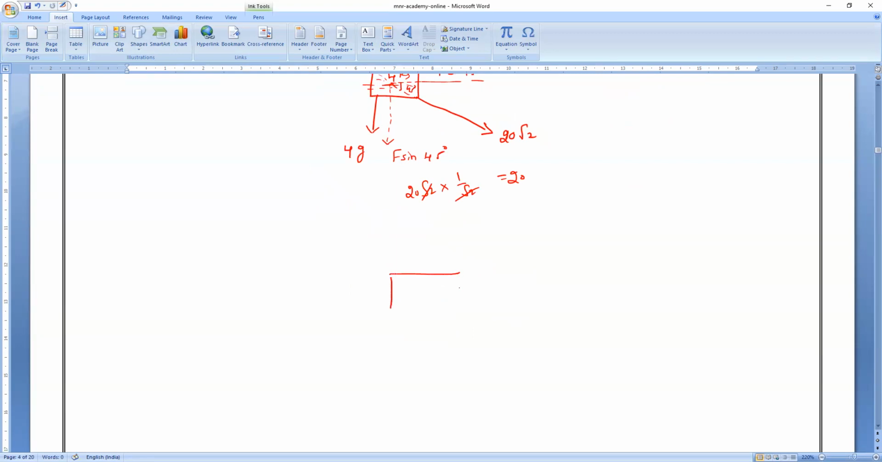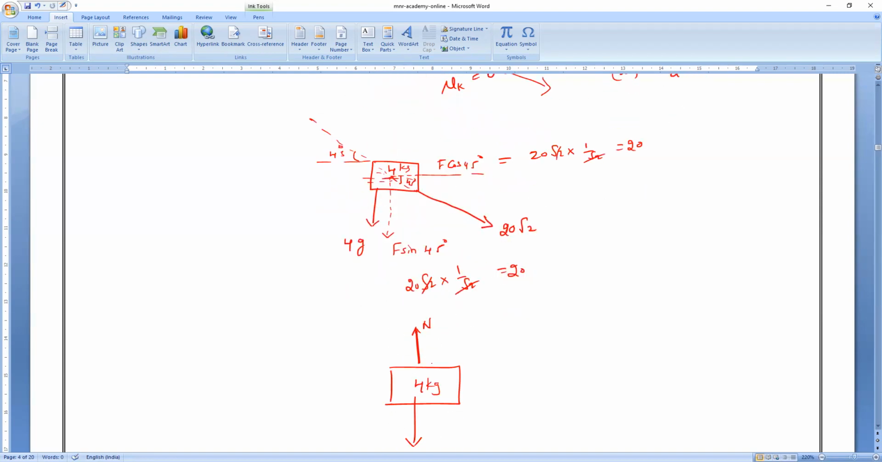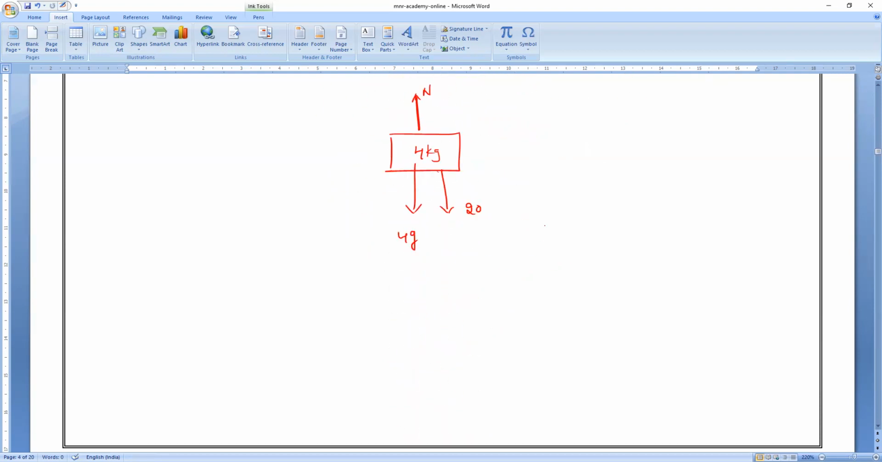Now I want the normal. So now I will simplify the body. You can draw the FBD. There is an upward force, which is the normal. And there is a force acting downwards, 4G, sorry, not 4 kg. And there is another force acting in the downward direction, which equals 20. Am I right or wrong, everybody? Clear?